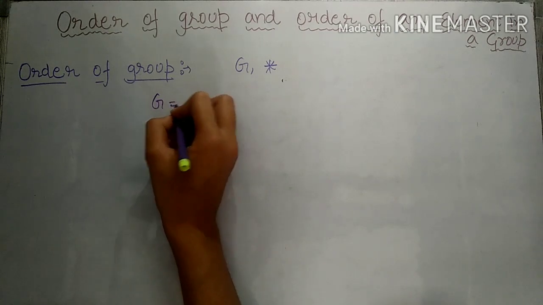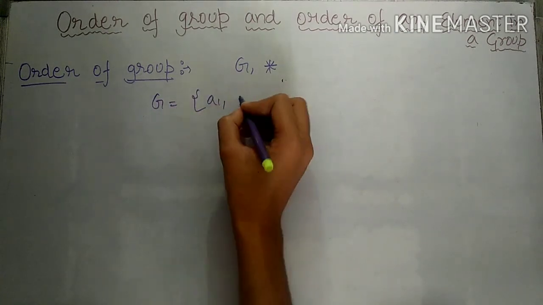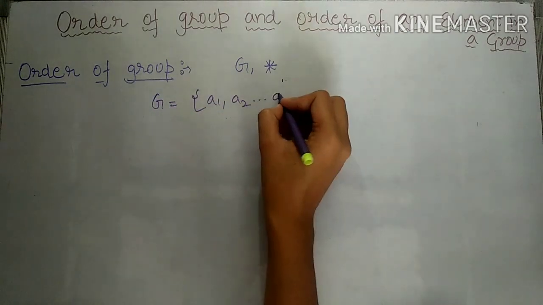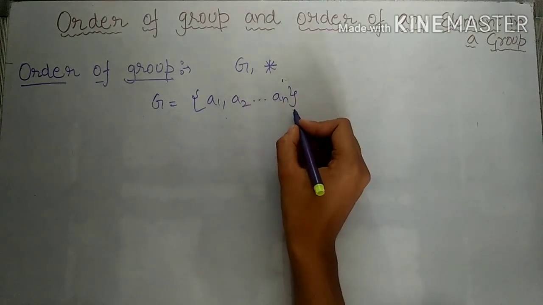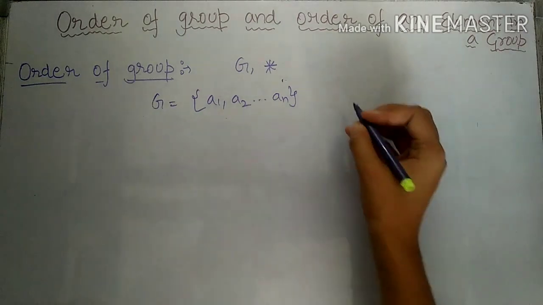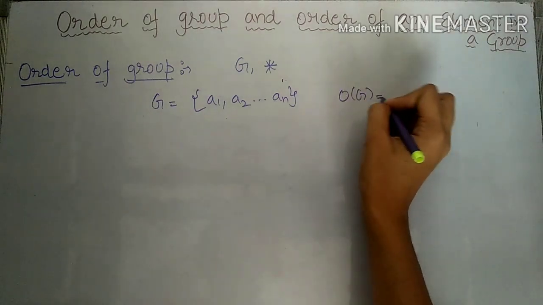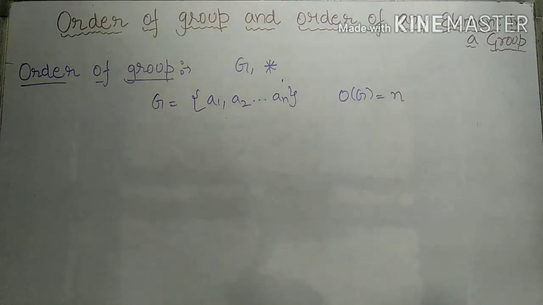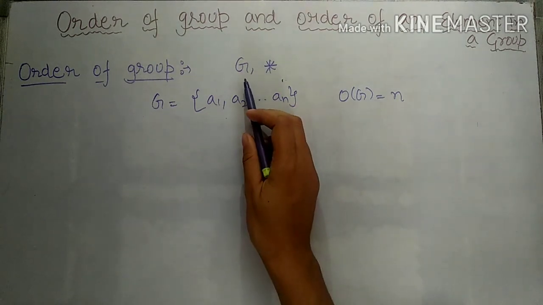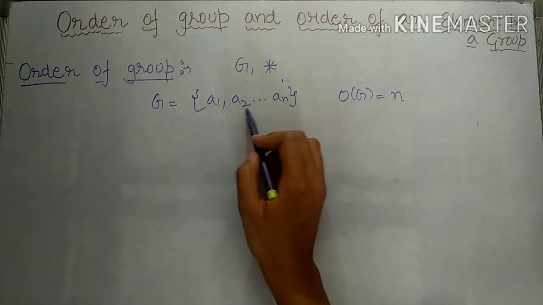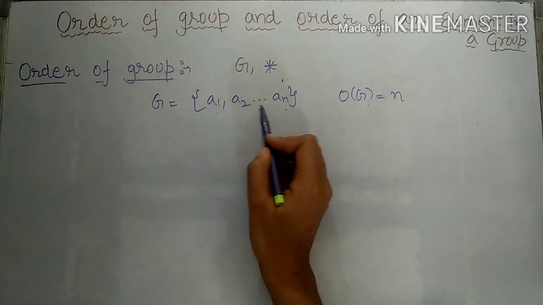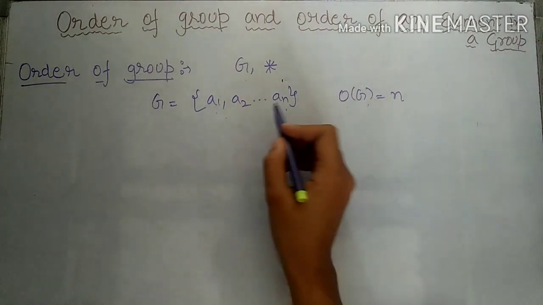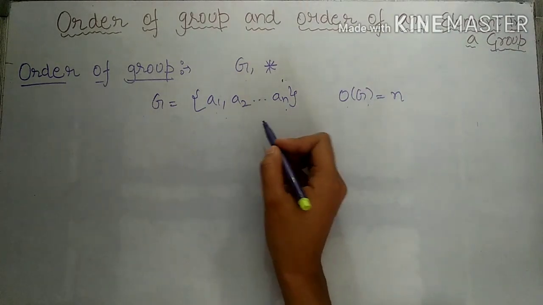We assume G to be a set like this, where a1, a2 up to an, these are all distinct elements, then what will be order of G? Order of G is equal to n. So if we are taking any finite group, that is a group with finite number of elements, then order of group will be number of distinct elements in group G. So here we have order of group is n.